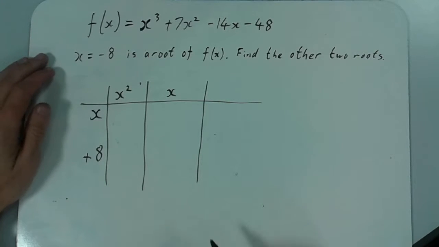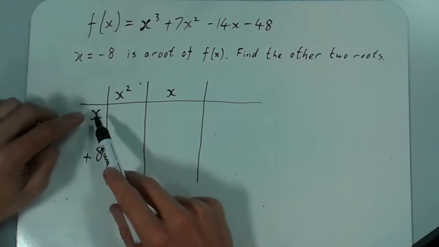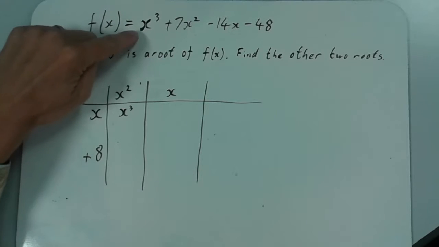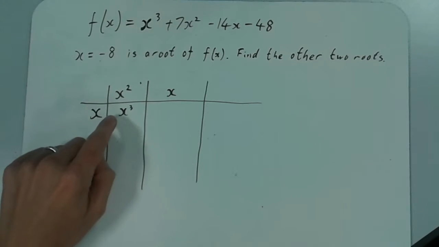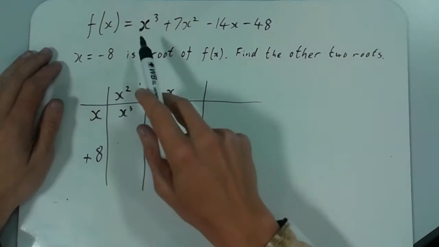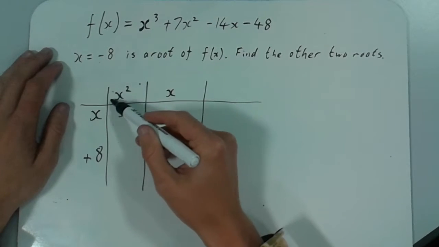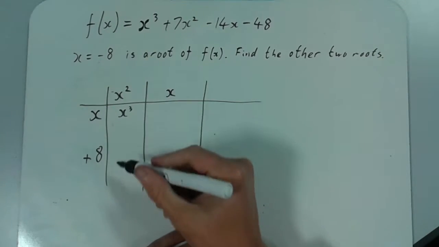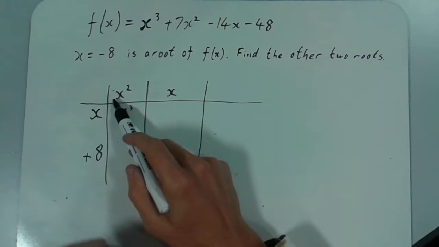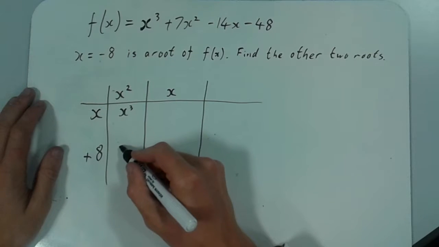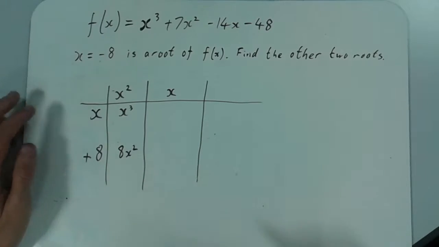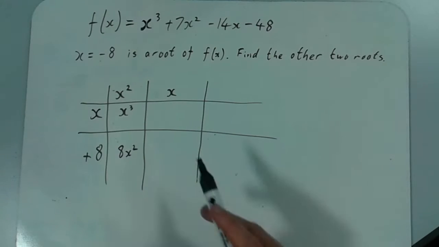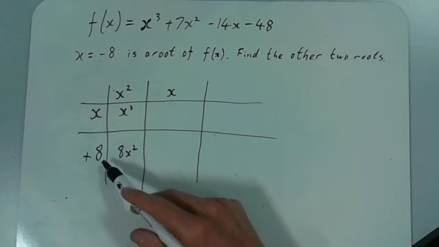Looking at this, I know that x times x squared gives me x cubed. I know from the question I only want one lot of x cubed, so there's no coefficient here. If this were, say, a 2x cubed, I know that that would need to be a 2 to make this work. As it's a multiplication grid, I know that that's just one lot of x squared. Now I can put in that this will be 8x squared, x squared times positive 8. Now we can do the rest of this multiplication.